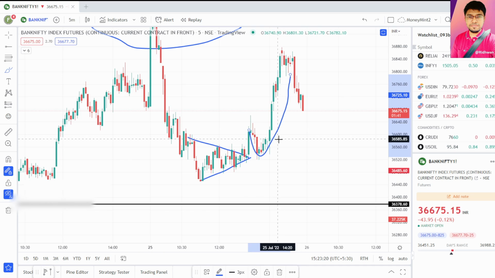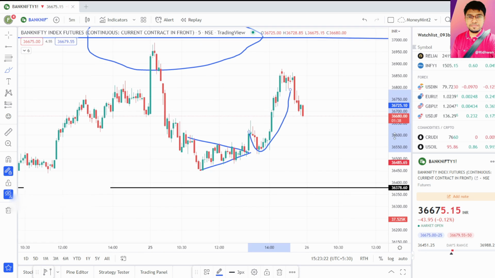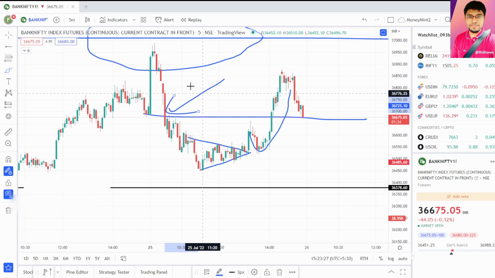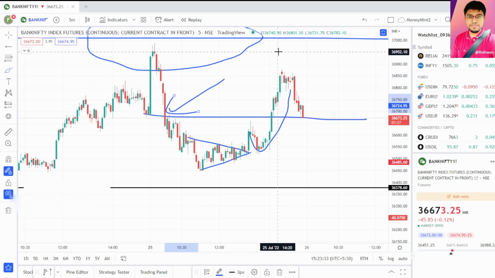Now the problem was that in the open drive here, the Bank Nifty showed bearishness in the morning hours, and that's why whenever the Bank Nifty went up, I did close my calls, but immediately I had to resume it again and again.